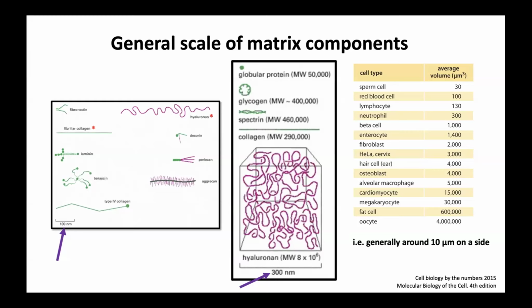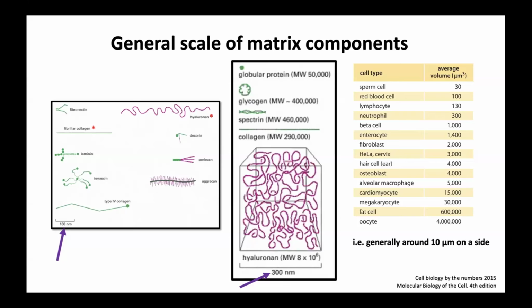Now, if you look on the right, this gives the size of various cells, but it's variable, but generally a cell is about 10 microns on a side. So clearly matrix components are much smaller than cells, but it's a couple orders of magnitude. It's not as large as you might have guessed to start.